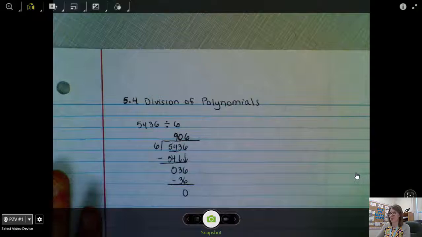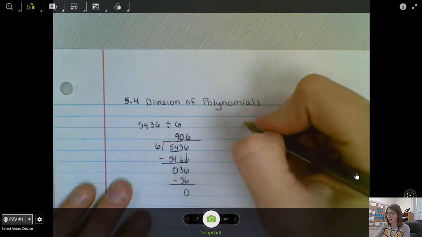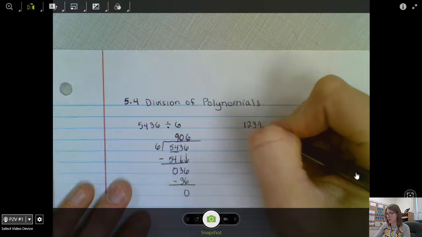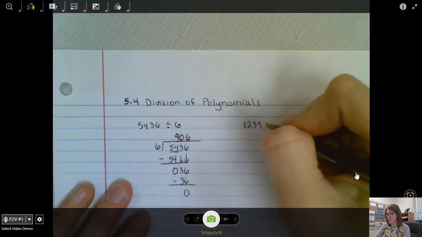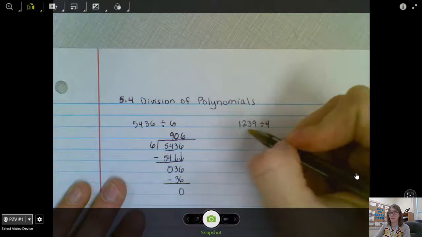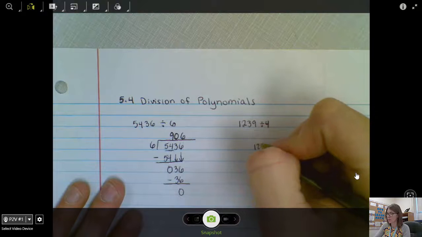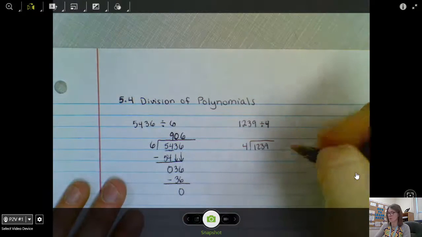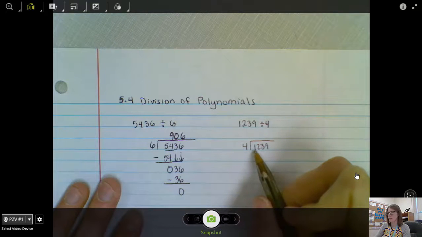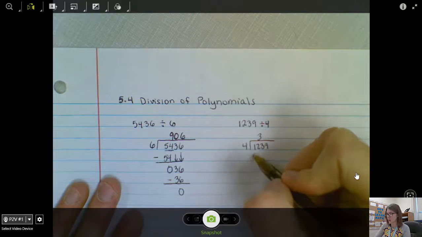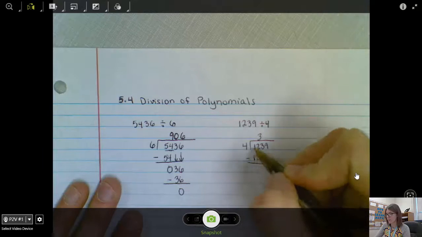Another one here, just a quick little example. If I have 1,239 divided by 4. Again, my first number goes under the bar. The 4 is going to go out front. 4 doesn't go into 1, but 4 goes into 12 3 times. 3 times 4 is 12. Subtract.